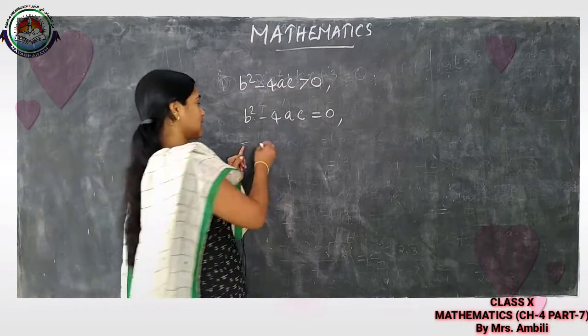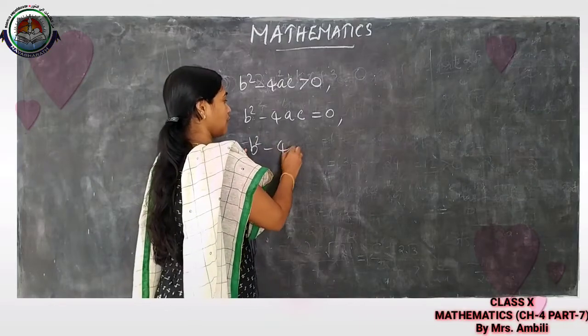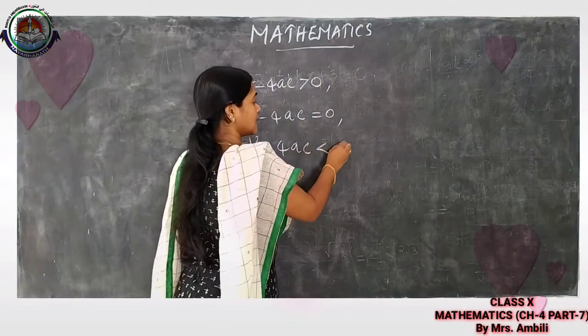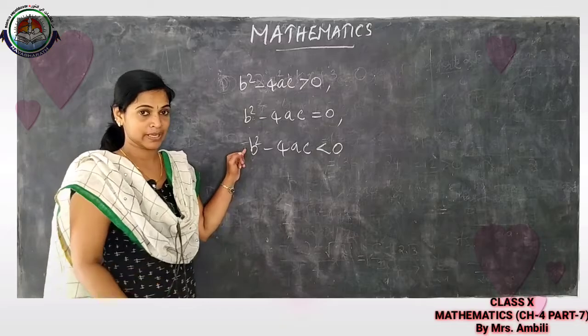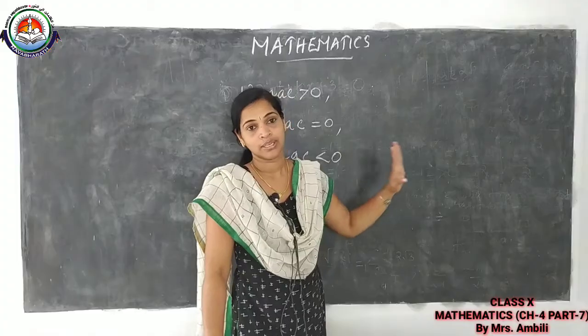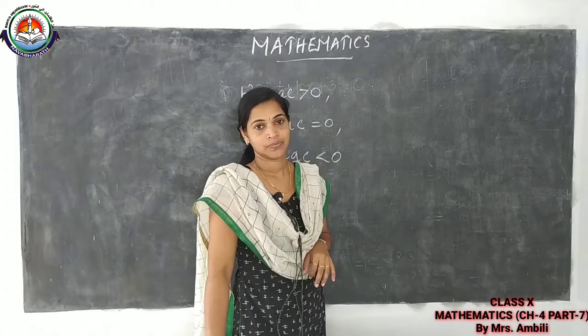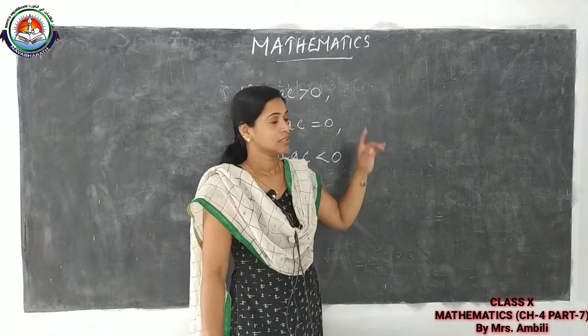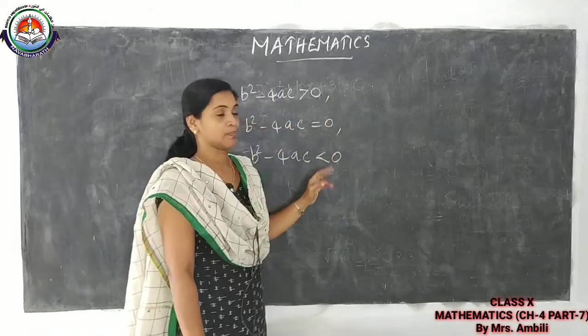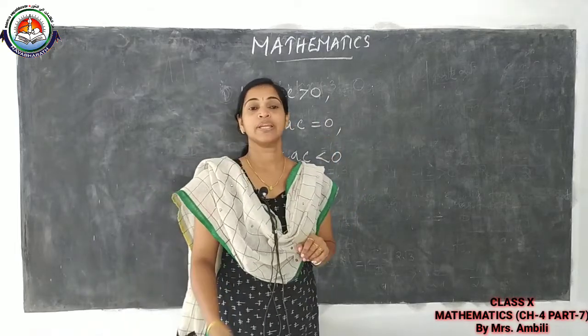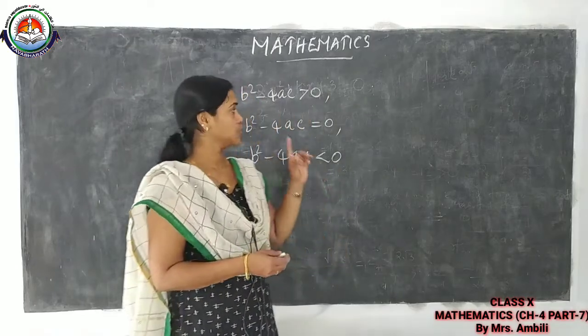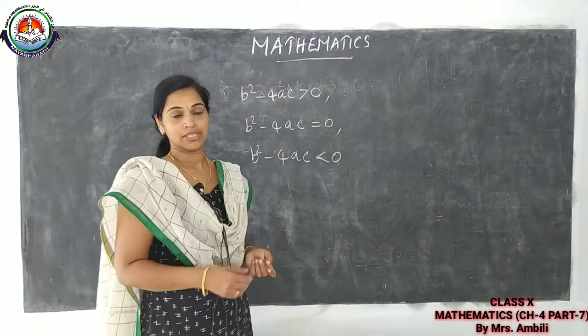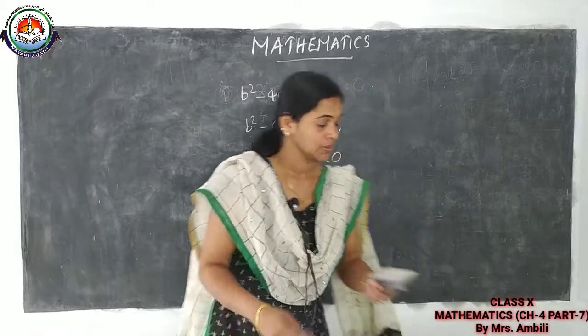Next, if b square minus 4ac is less than 0, that is, the discriminant of the given equation is less than 0, it has no real roots. We solved some problems in the previous class also. Today also we can solve some problems using this discriminant.